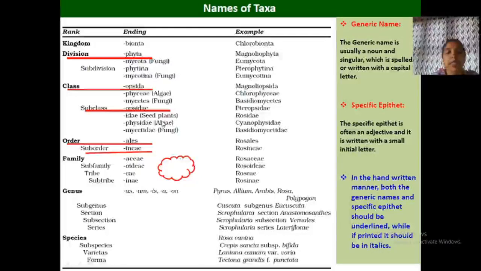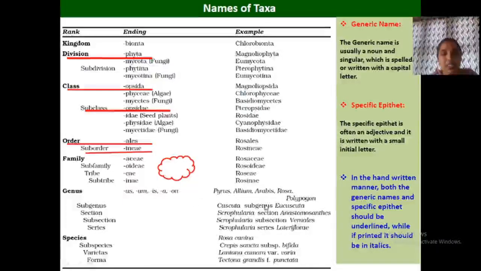In the case of seed plants, it is Rosidae. It is subclass Idae. Clear? For order it is ales, suborder ineae: Rosales, Rosineae. Family is usually aceae, subfamily oideae, then tribe eae, subtribe inae. Clear? So a particular ending. For genera there is actually no fixed ending, but usually it ends in us, um, is, a, and likewise it goes on: Pyrus, Allium, some examples.